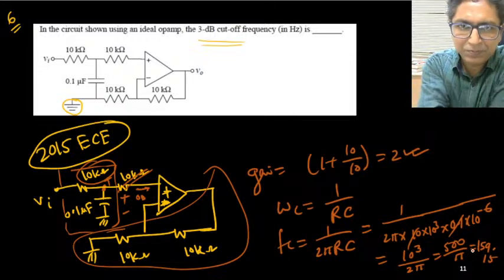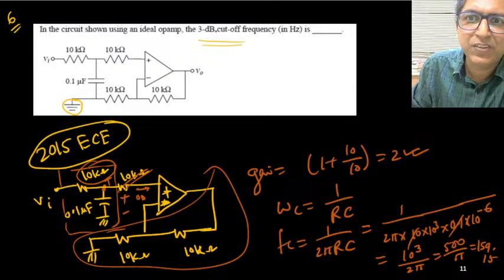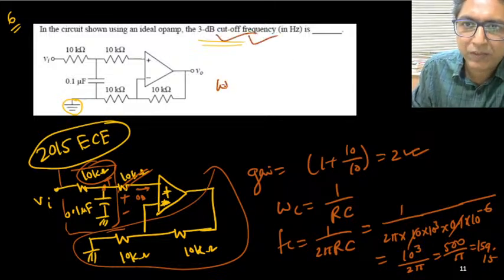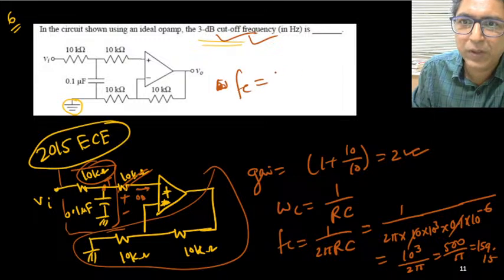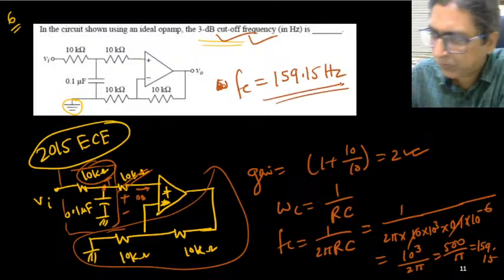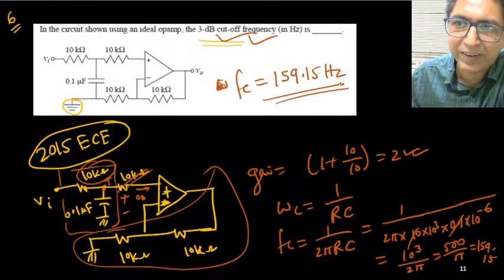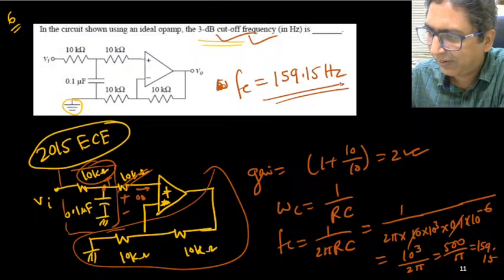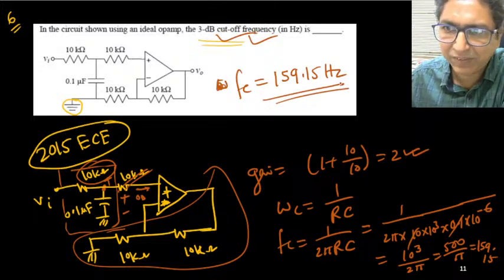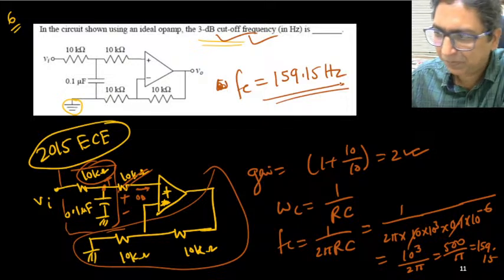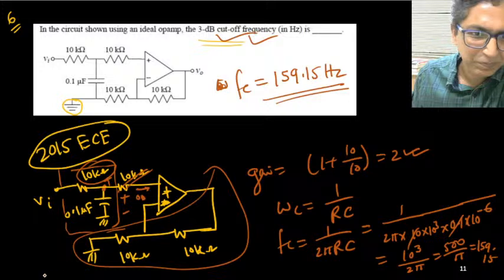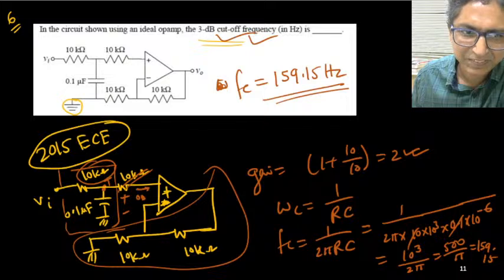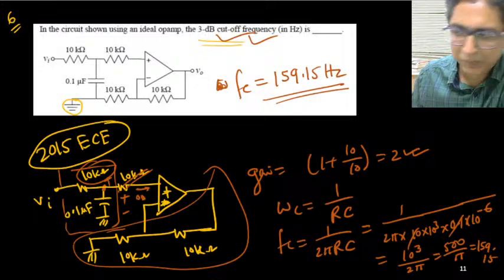Are you getting this value? So the 3 dB cutoff frequency FC is very easy: 159.15 hertz. You can see this kind of problem we can tackle within a second. But this is a tough problem coming in the GATE exam. Generally in my institute I give more difficult problems. These are far easier problems.